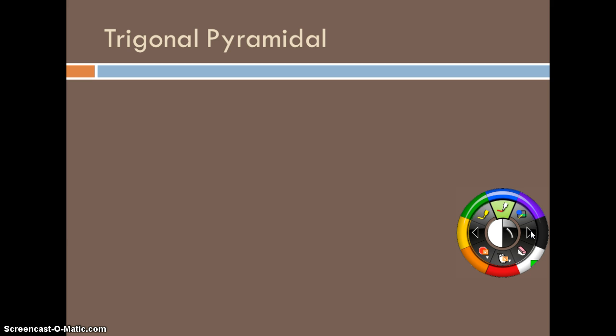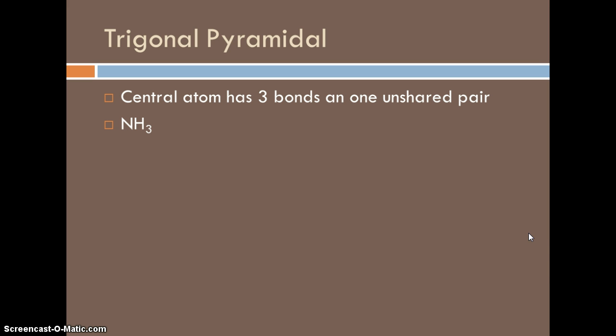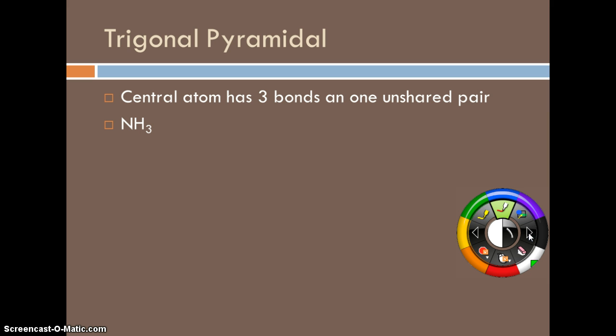Next is the trigonal pyramidal. So again, we have 3, but now we have this pyramidal shape. And so what's going to happen is your central atom is going to have 3 bonds, and it's going to have 1 unshared pair hanging off of it. So if we look at NH3, which is ammonia, we're going to take our nitrogen, which has 5 valence electrons, and we have 3 hydrogens, each one with 1 valence electron. So those 3 free electrons on the nitrogen, each one's going to pair up with a hydrogen. And so now you have this lone pair here.